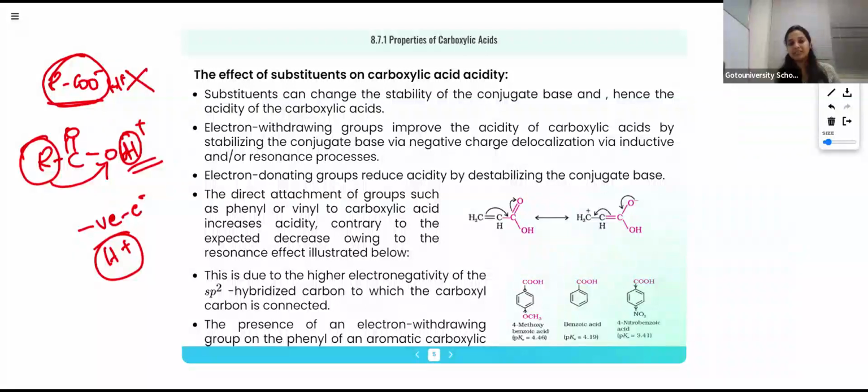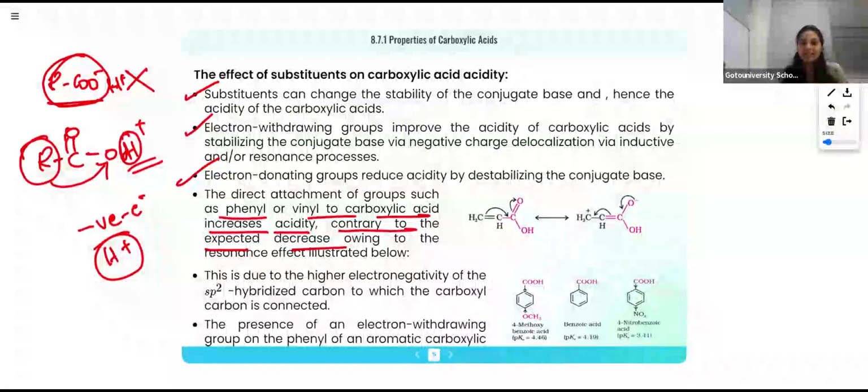So this effect will destabilize the H plus with RCOO minus ions. Got it? Yes. So that is the destabilization and stabilization. Okay. The direct attachment of a group such as phenyl or vinyl to a carboxylic acid increases the acidity. Why? Contrary to the expected decrease owing to the resonance effect illustrated. See the same thing, this one.